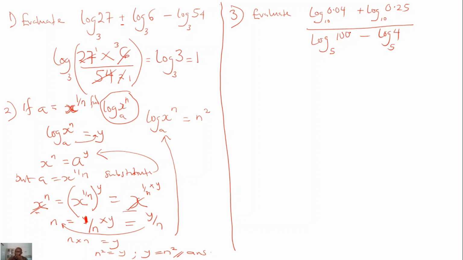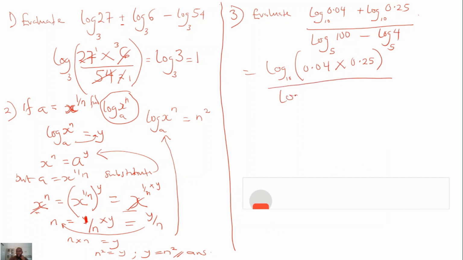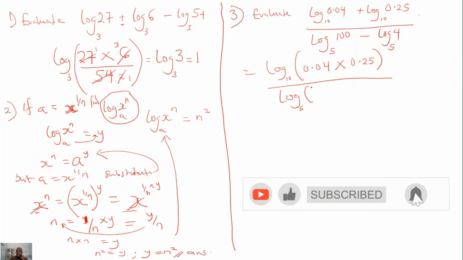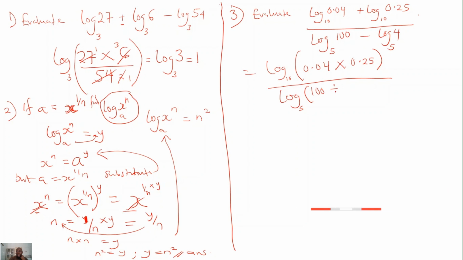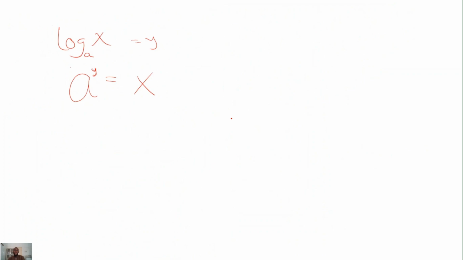Let's evaluate this. If we look at this very well, since the logarithms are being added here, this can be re-expressed as a single logarithm into base 10 of 0.04 times this one 0.25, divided by log into base 5 of 100 divided by 4. Okay, if you recall the rules of logarithm that we talked about earlier here.